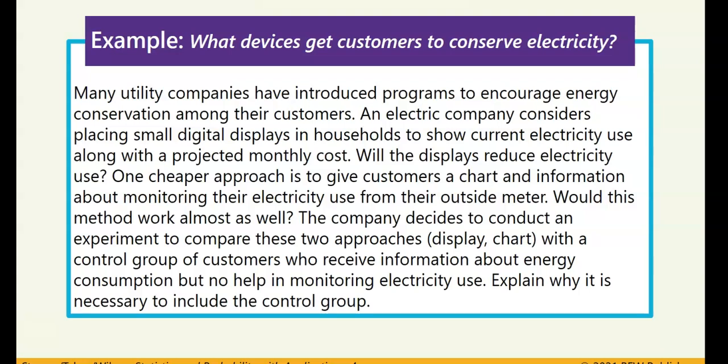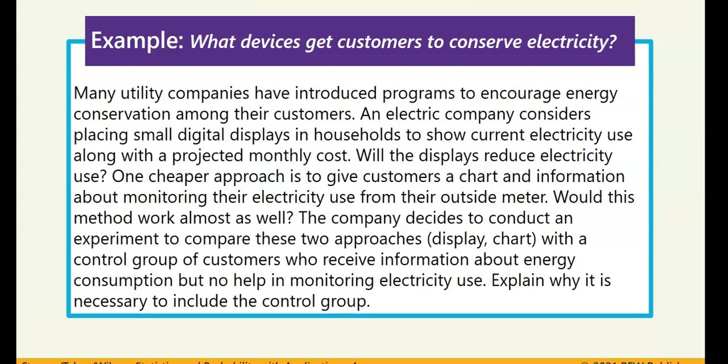They consider placing small digital displays in households to show current electricity use along with the projected monthly cost. Will the displays reduce electricity use? One cheaper approach is to give customers a chart and information about monitoring electricity use from their outside meter. Would this method work almost as well? It'd be cheaper. The company decides to conduct an experiment to compare the 2 approaches, display and chart, with a control group of customers who receive the information about energy consumption, but no help in monitoring.